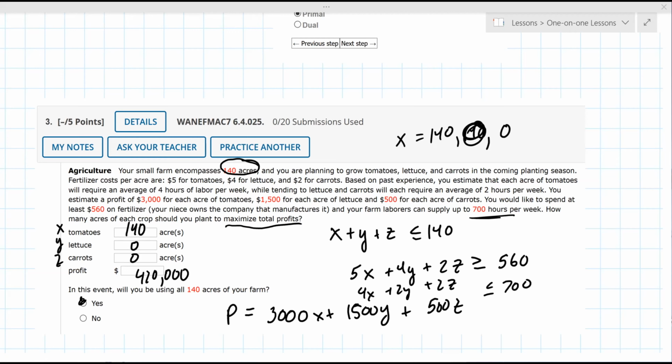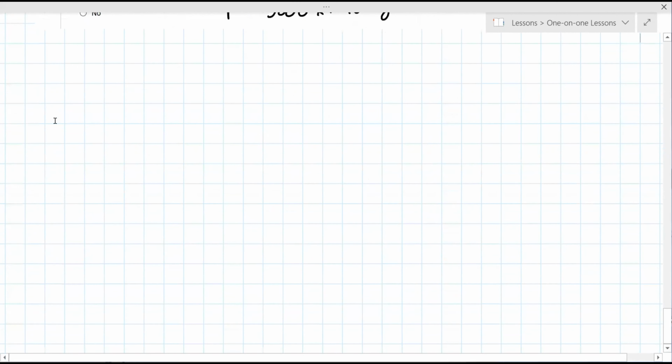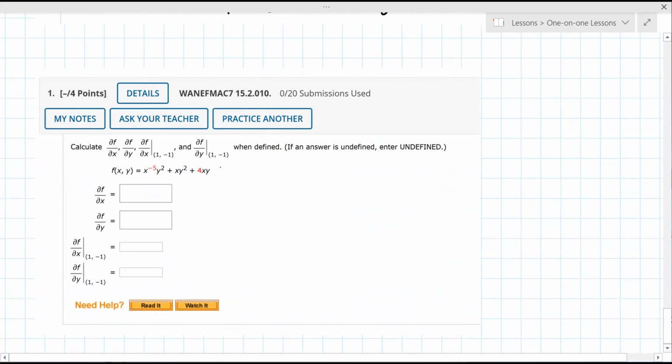All right, so the first question here, I'm going to snip in. It's partial derivatives, something that you can do once you have a proper explanation, because it's not any harder than what you've already done previously. So they give you some function here, x to the minus 5, y squared plus xy squared plus 4xy. And then they want you to take the derivative of this function with respect to x. That's what this means right here. Take the derivative of this with respect to x.